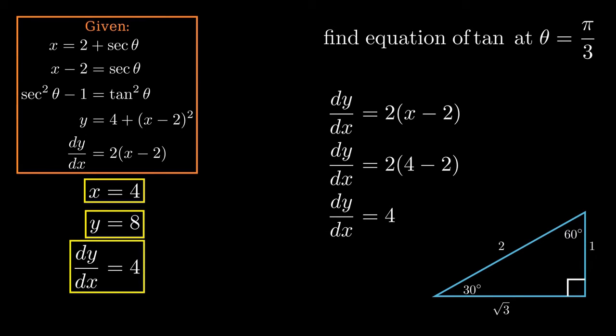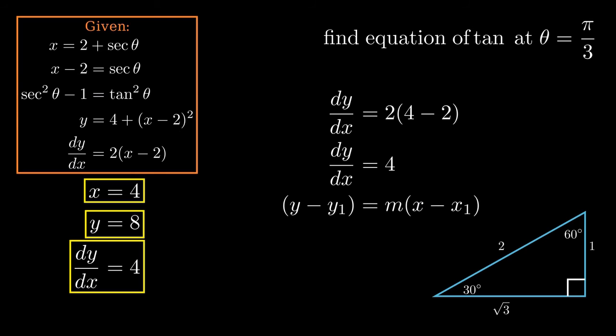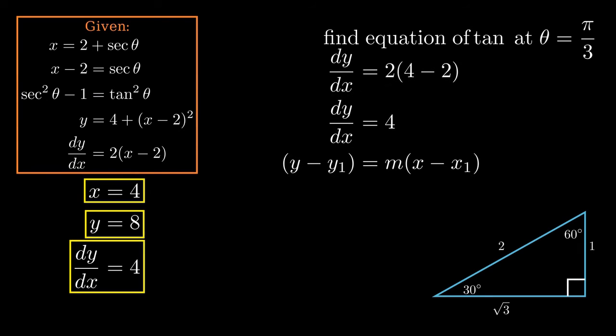All right, we put it all together now in the equation of a line, point gradient form. The y1 and the x1 are our specific points. So 4, 8: x, y, 4, 8. Then just stick them in: 8 for y, 4 for the gradient, 4 for x, and basically you're done.